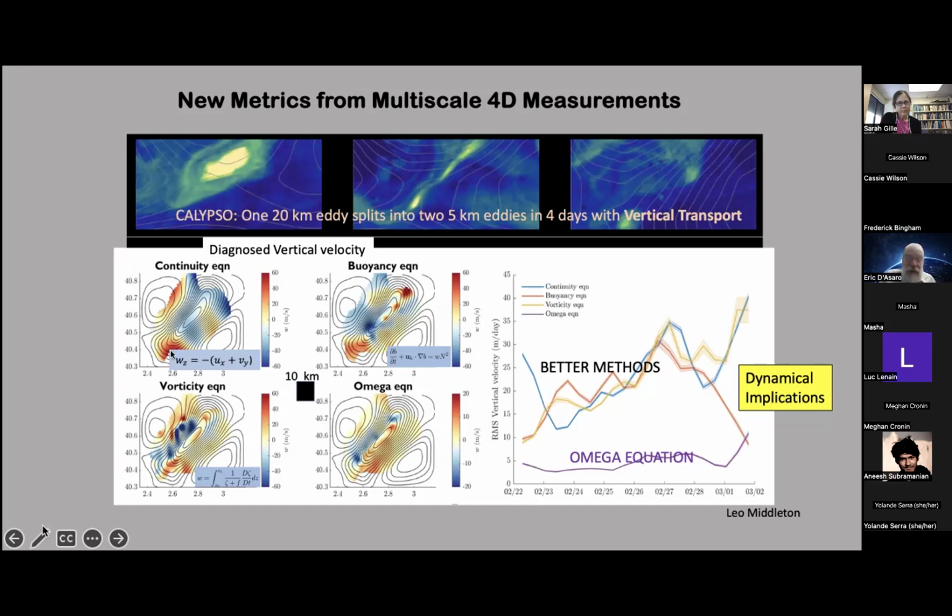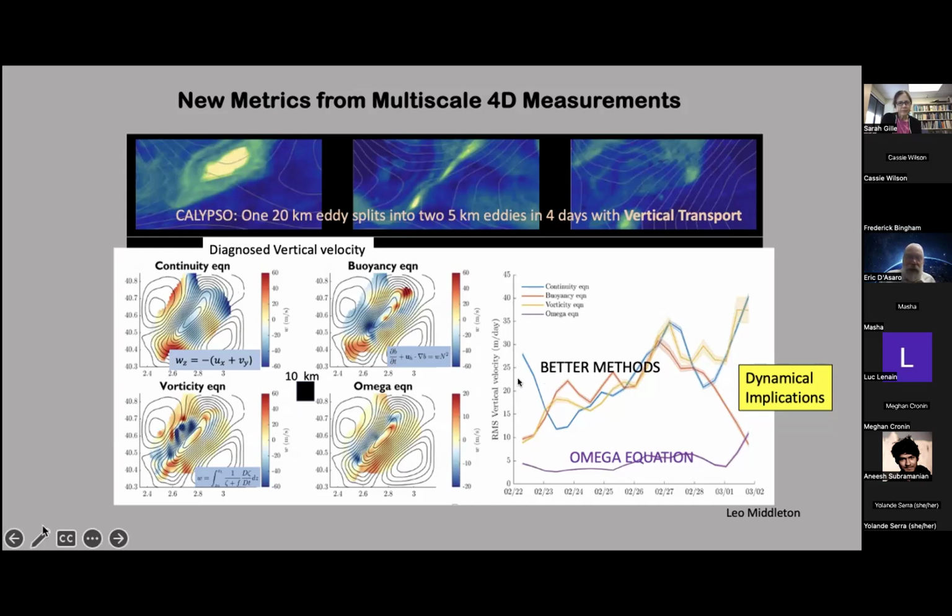You can use the continuity equation, just do that divergence. At submesoscales, divergence is big, so you could actually use it. You don't have to pretend it's 0. You can use the buoyancy equation. You can use the vorticity equation, or you can pretend that this flow were quasi-geostrophic, and you can use the omega equation. And then you can plot over here.